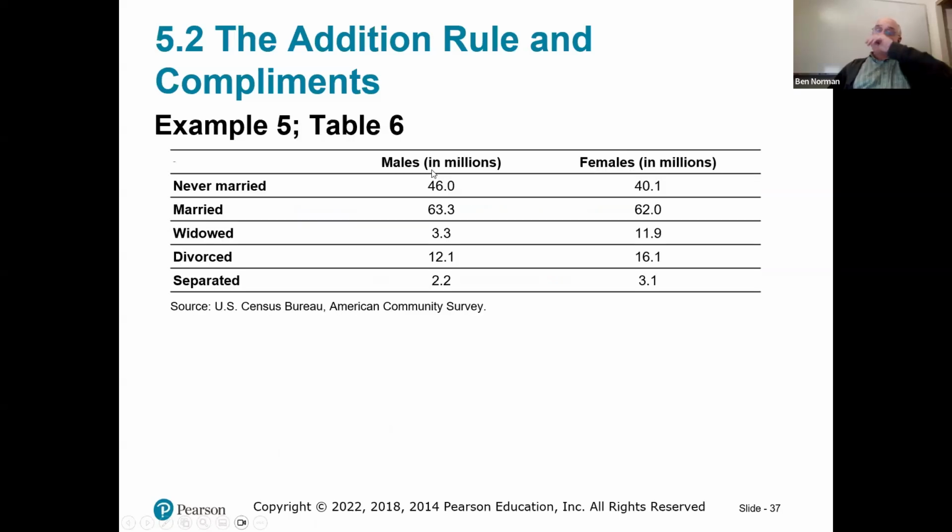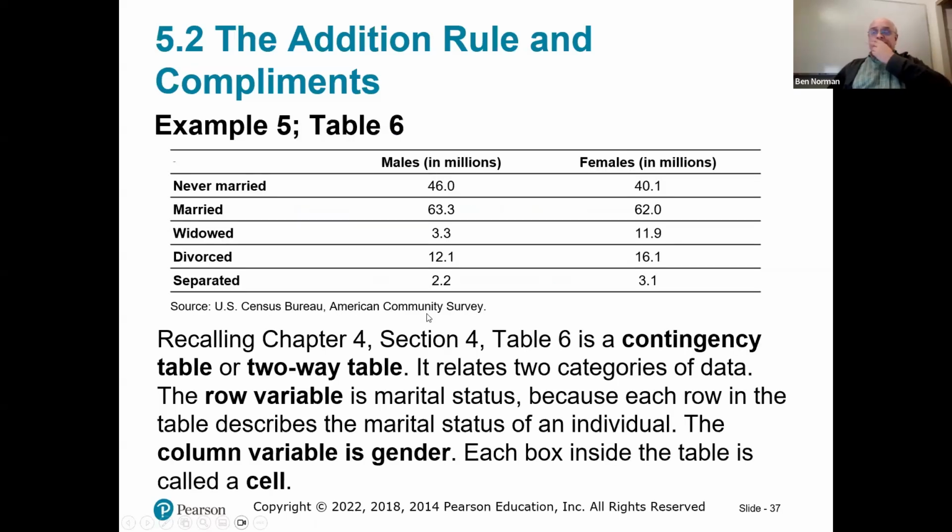Here's a table. Recalling chapter 2, section 4, table 6 is a contingency table or two-way table. It relates 2 categories of data. The row variable is marital status, because each row in the table describes the marital status of an individual. The column variable is gender. Each box inside the table is called a cell.